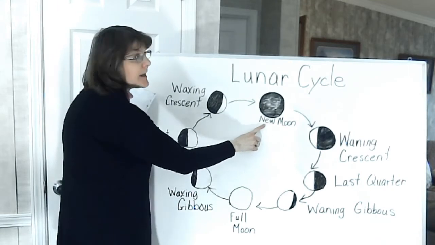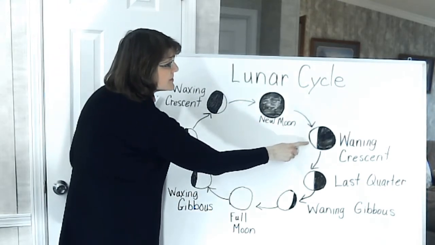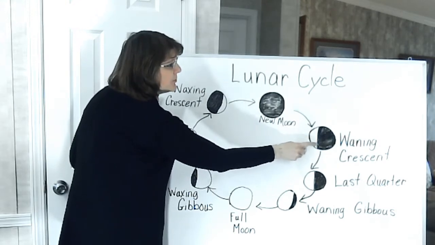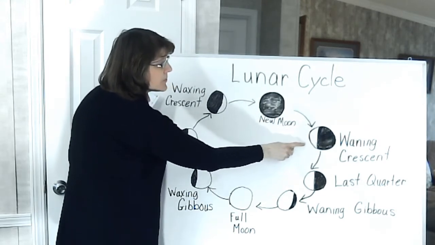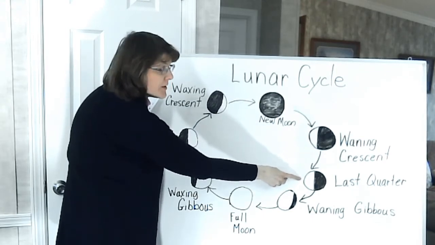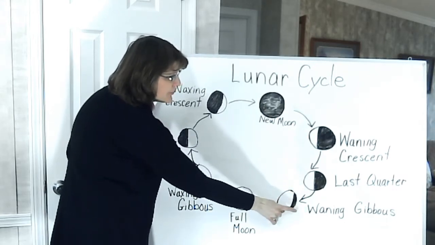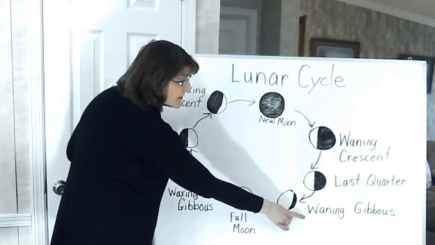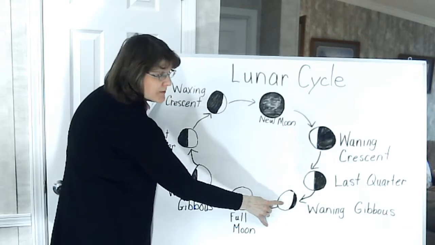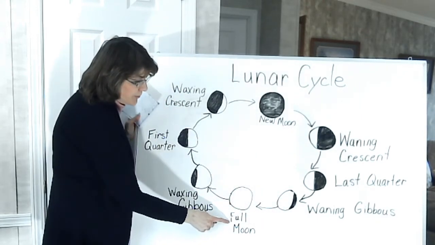When we don't see any of the moon, that's called the new moon. And then when we start to see a little bit of the moon reflecting the sun's light, we call that the waning crescent. A few days later, we'll get to the last quarter where you see half of the moon. And a few days later, you'll see the waning gibbous, when you see most of the moon. And of course, when you can see the whole moon, we call that the full moon.